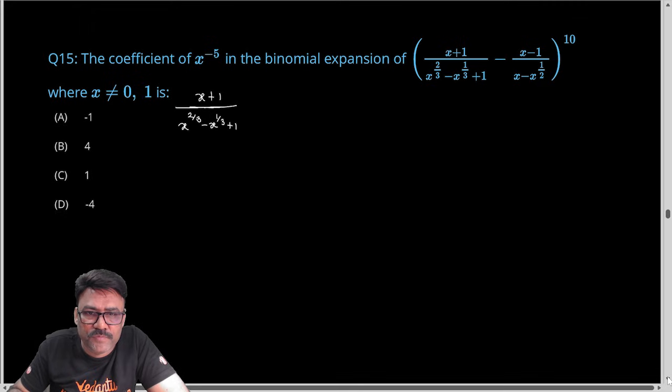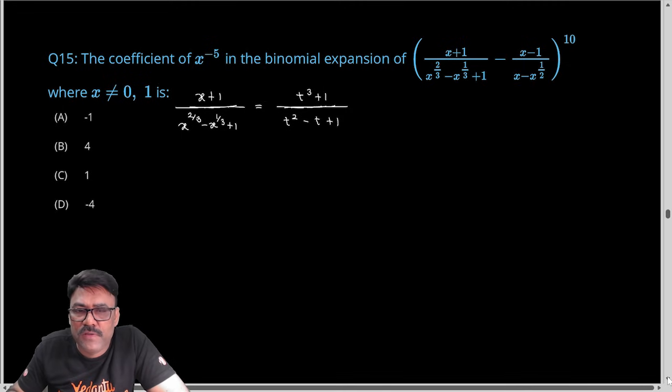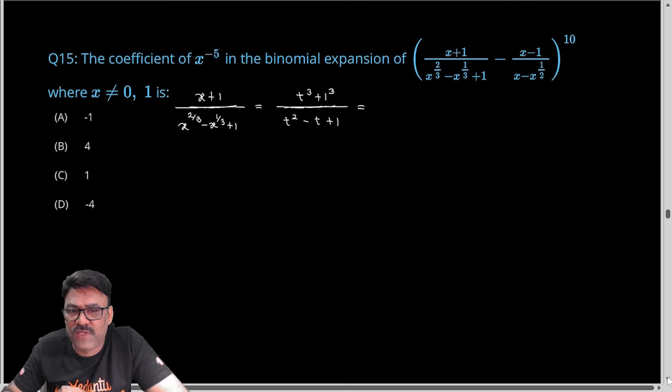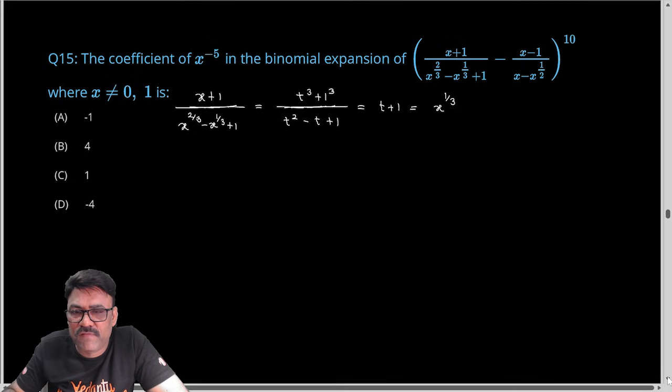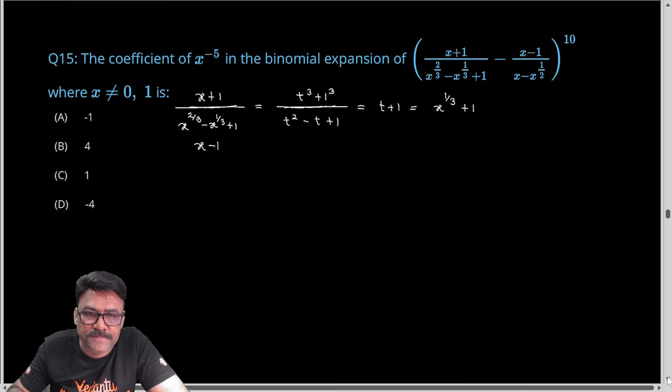Let's simplify this one. If I put x raised to 1 by 3 as t here, the denominator becomes t square minus t plus 1 and the numerator becomes t cube plus 1. The numerator can be factorized. t cube plus 1 is same as t cube plus 1 cube, so it factorizes as (t plus 1)(t square minus t plus 1). So ultimately it simplifies to t plus 1. And t is what? I have taken t as x raised to 1 by 3. So it is x raised to 1 by 3 plus 1. This is the first one. Now let's simplify this second one: (x minus 1) over (x minus root x).